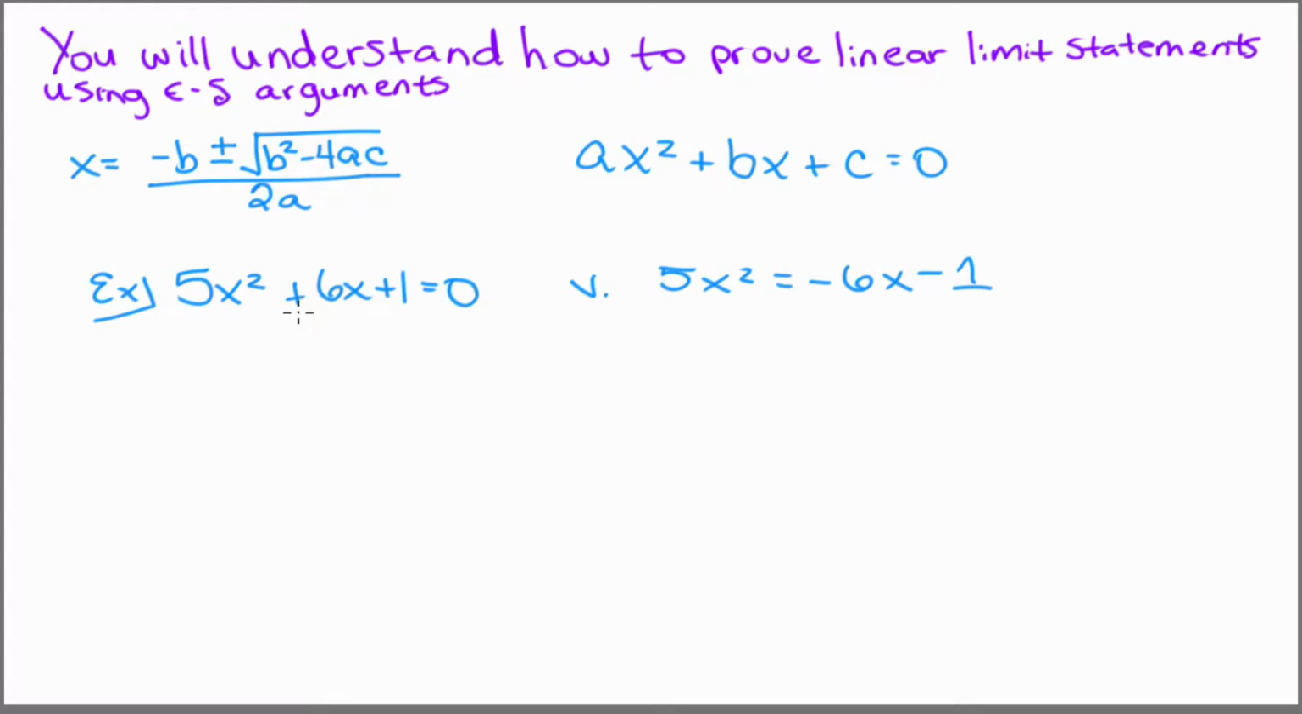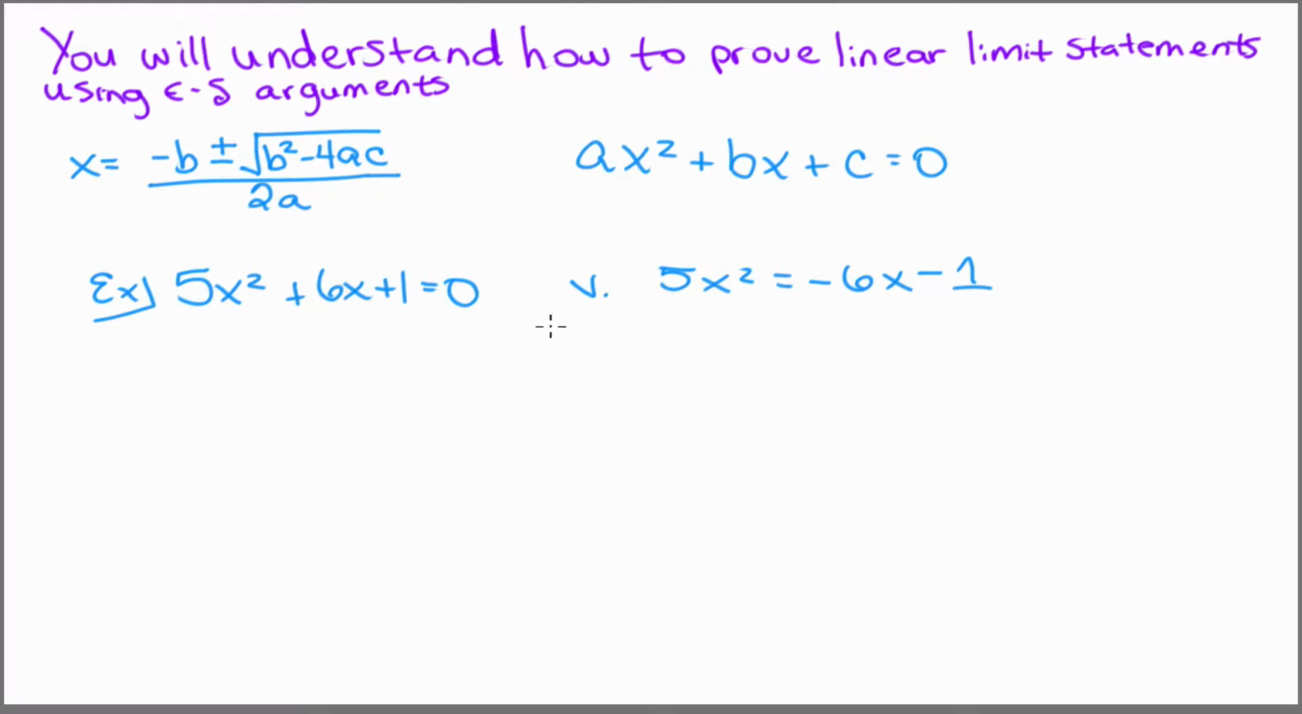Here's a quadratic equation in standard form where we have the x squared term, the x term, and then a constant equal to 0. On the other hand, we have the x squared term on the left side of the equation, and we have the x term and the constant on the right side. Well, you can use the quadratic formula for this equation, but you can't use it directly for this equation. You would have to first move the negative 6x term and the constant to the left side of the equation so that you have 0 on the right side. Then you can use this formula.